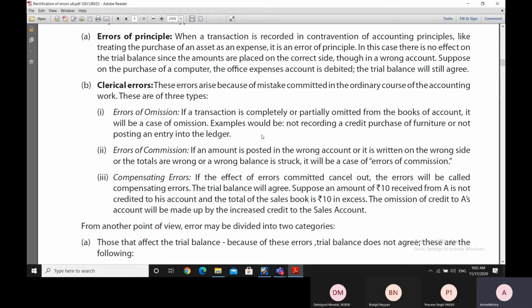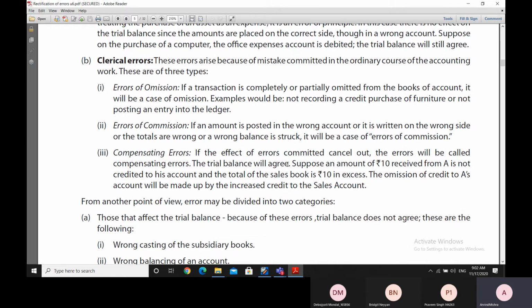Then there is errors of commission. Commission means something is being committed or done. Omission means something which is omitted to be done or not done. So errors of commission, if the amount gets posted on the wrong account or on the wrong side, or the totaling has been done wrongly, or a wrong balance is being taken, all these kinds of errors are called errors of commission. Because here an error has got committed, or the error has been done.